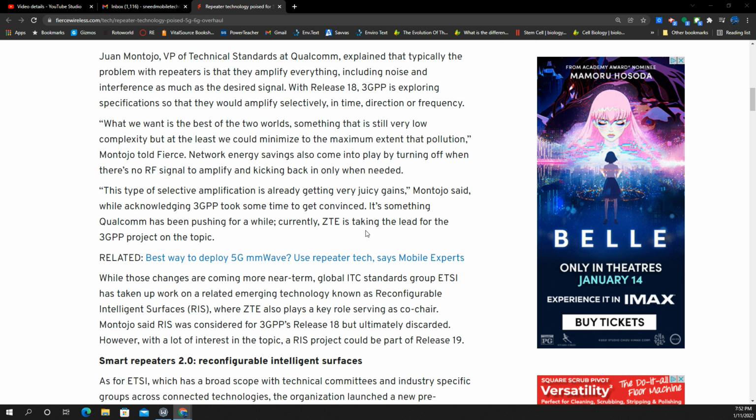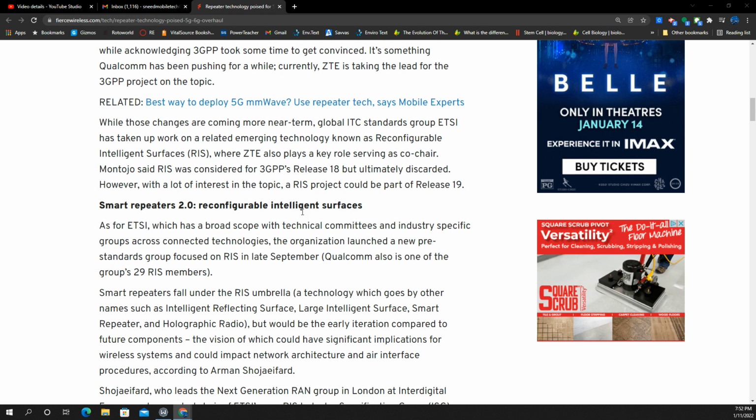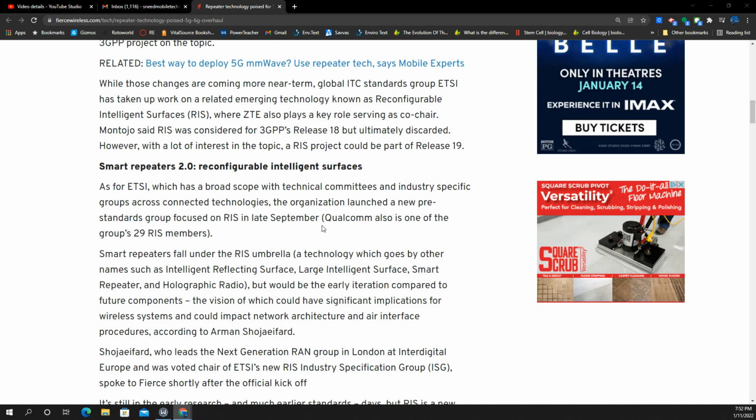So you're going to have some network energy savings because you won't need as many points or nodes. You can essentially have one millimeter wave node stretch over 2, 3, 4, maybe 5 blocks. You can daisy chain repeaters, right? And you can use things like these reflective surfaces to help with these types of things. So smart repeaters are coming very, very soon.